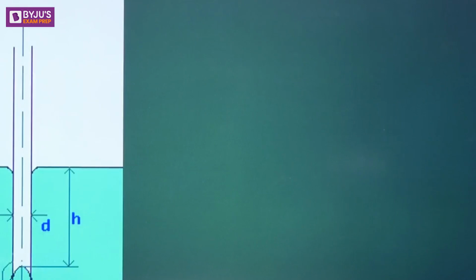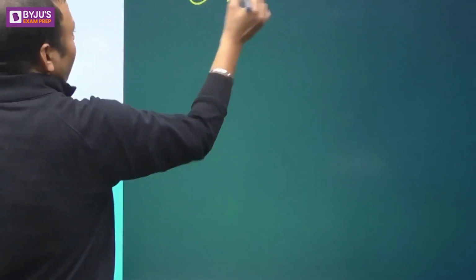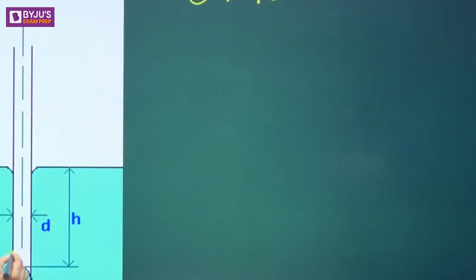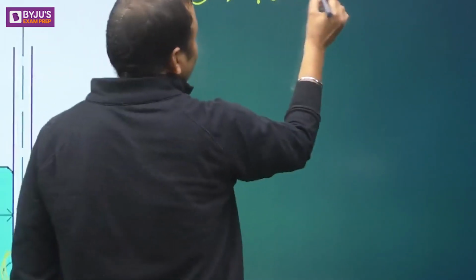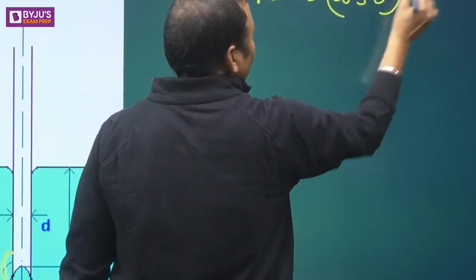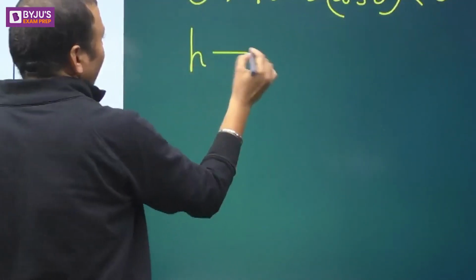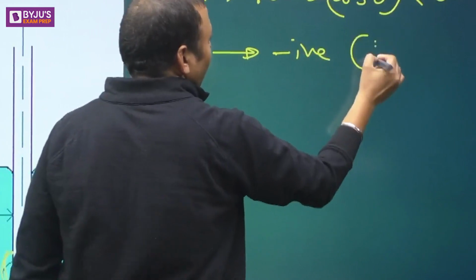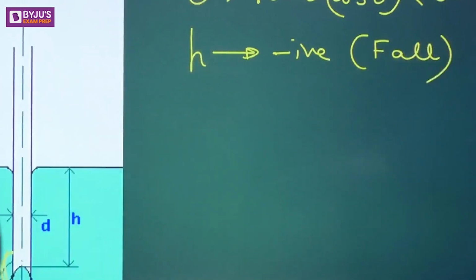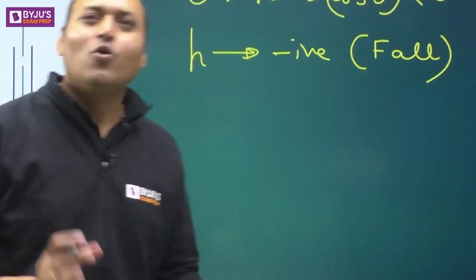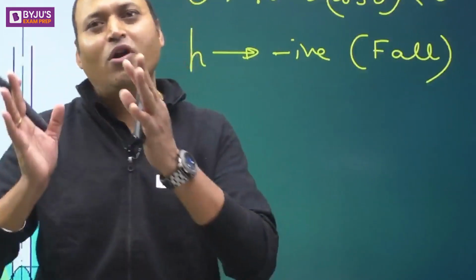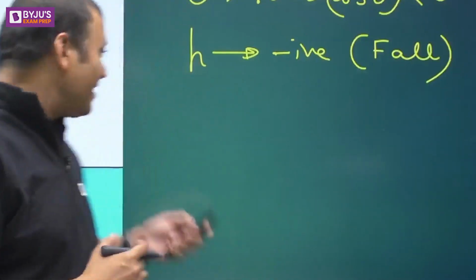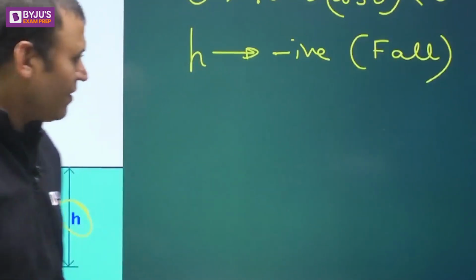And if theta is greater than 90 degree, like this is the contact angle, then cos theta will be negative and H will come out to be negative. If H comes out to be negative, then there will be capillary fall. So the formula will remain same, 4 sigma cos theta by rho GD, but whether it is capillary rise or capillary fall will be decided by the relative magnitudes of cohesion and adhesion. And that will decide the contact angle, right?